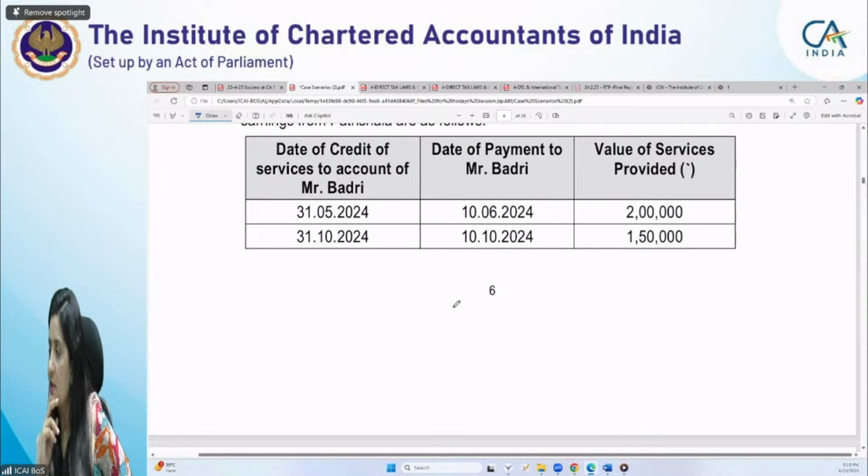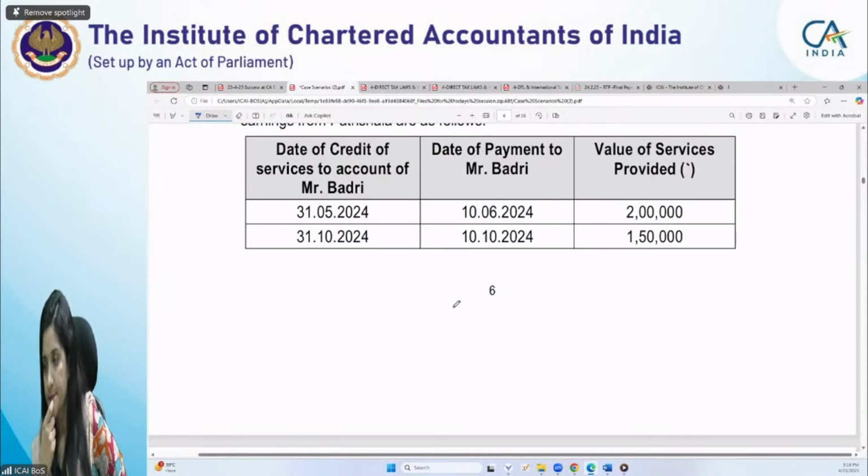Yeah, please ask me. Yes, Anshul, you can unmute yourself and ask me. Yes, madam, that case scenario 1 in this RTP. Case scenario 1 of RTP. So there, the question was on a qualifying shipping company. In case scenario 1, question number 6 says when it can opt for the tonnage tax scheme.